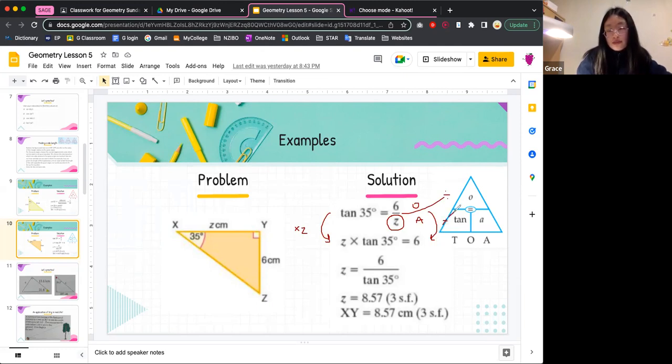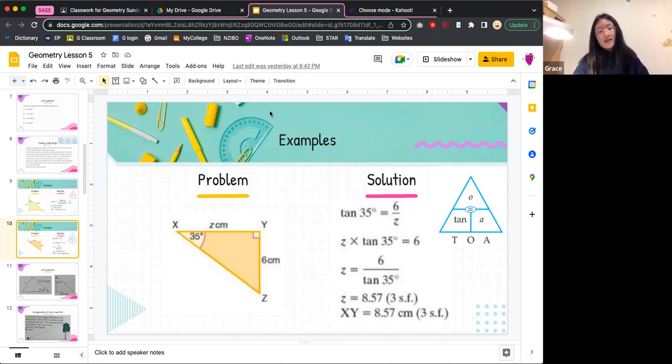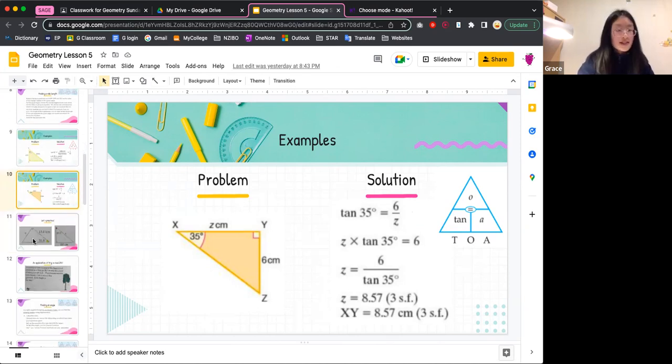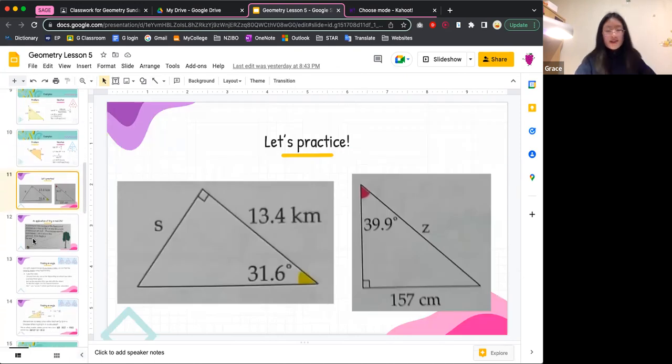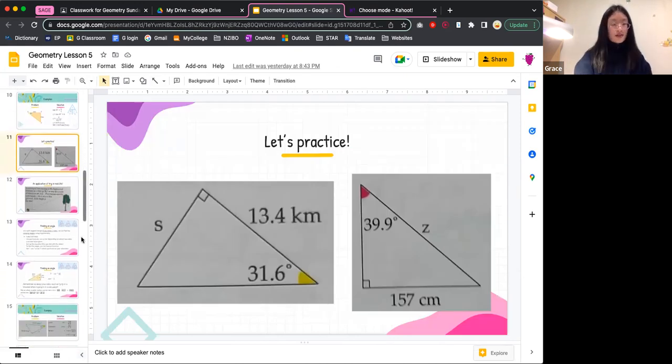Times z, whoops. Okay, so we have 6 left on the side, z times tan 35. Then we can divide both sides by tan 35. And then we get our answer. Z is 8.57. So this one is the same method, except we've got a little bit more rearranging to do. And now here I've got some problems for you guys to try.